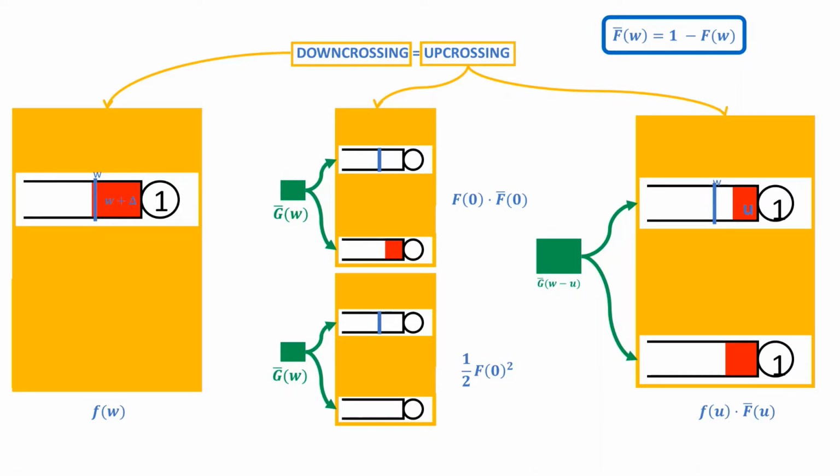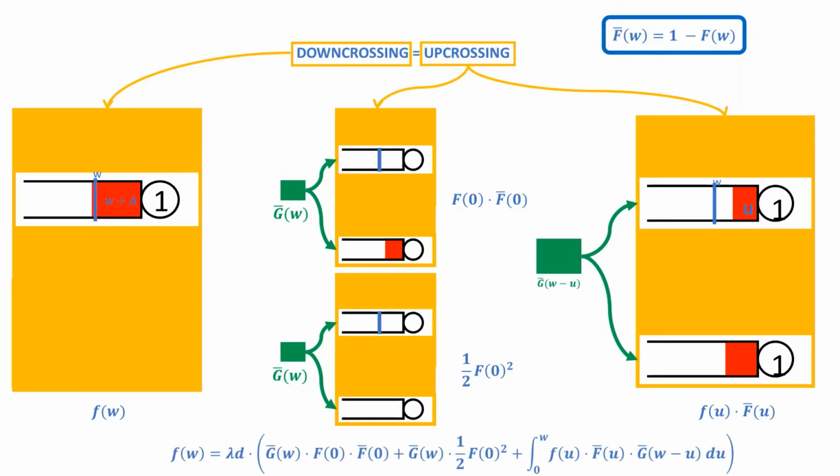Given this derivation, we find that the downcrossing equals upcrossing rate can be written as F of W equals the potential arrival rate lambda times D multiplied by the probability of having an arrival of size W or larger to an empty cavity queue, while the second selected queue is non-empty, plus the probability of having an arrival of a size that exceeds W to an empty cavity queue, while the second selected queue is also empty, plus the probability of having an arrival of size W minus U to a cavity queue which has U work for some U which is smaller than W.